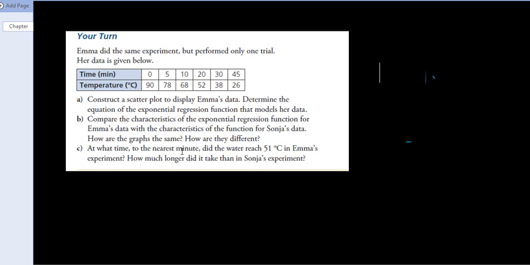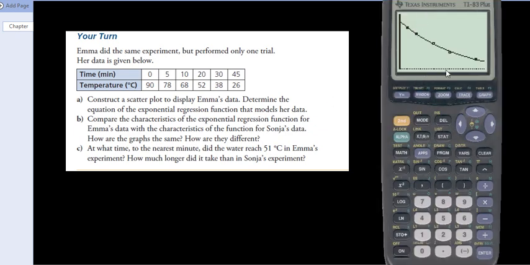At what time to the nearest minute did the water reach 51 degrees Celsius? So let's try and answer that question. At what time to the nearest minute? So time is the x value, right? And temperature is the y value. So if we're given that we want to find the time for 51, anybody remember how we want to do that? 51's on here. What do I have to do? Let's go ahead and shout it out. What do I have to do?